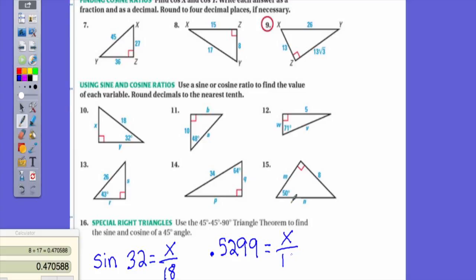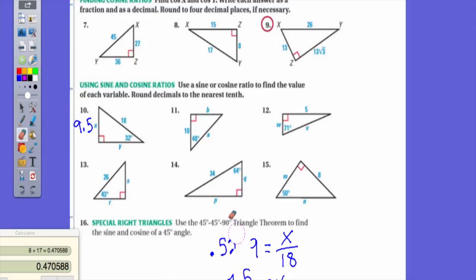Now I just have an algebra problem. So 0.5299 times 18 is what? Times 18 equals 9.5382. So we're just finding the length rounded to the nearest tenth. So that's 9.5. X is 9.5 units long. Now I'm going to do y.